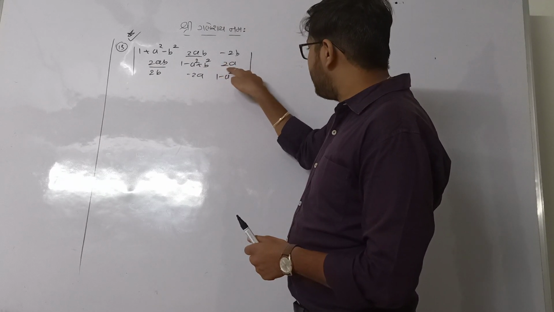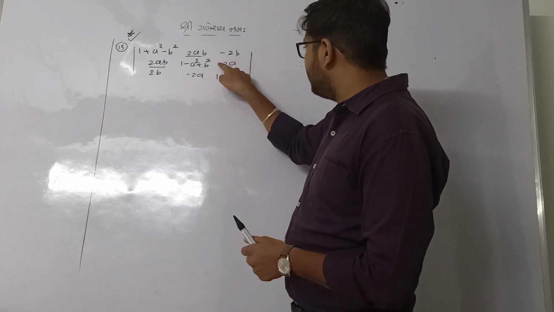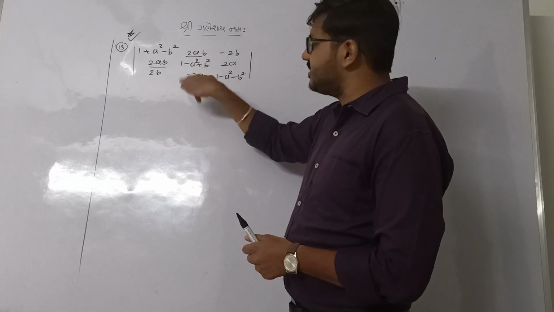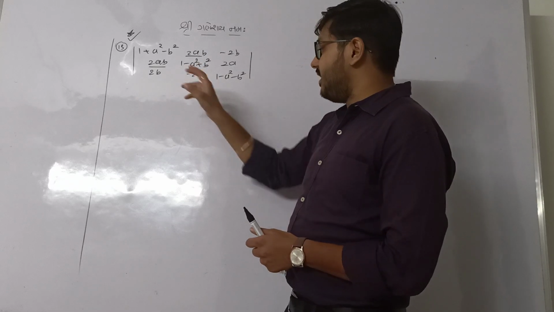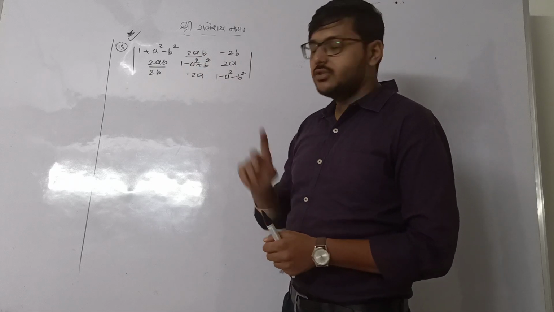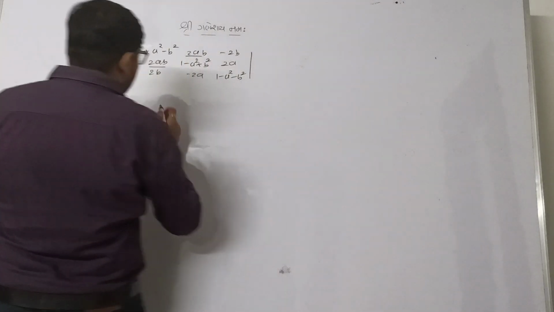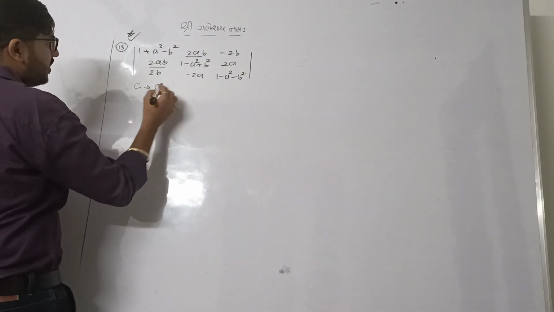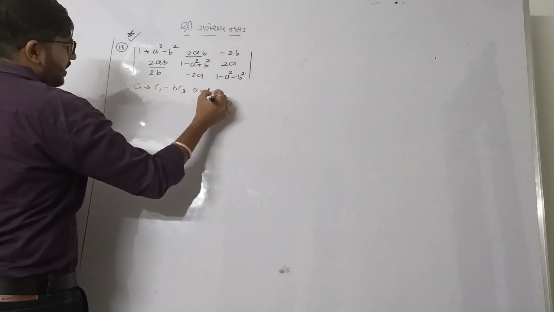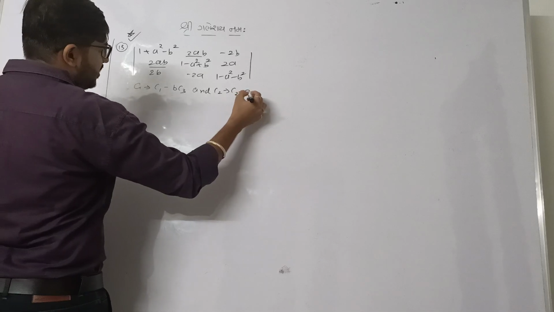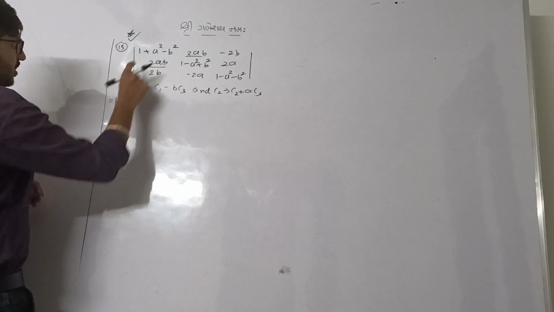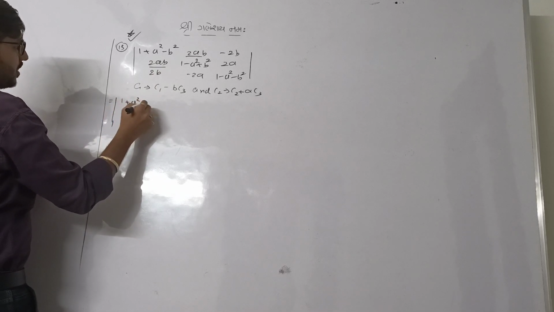So if I multiply this with plus a, and if I add in this second one, I'll get minus a square plus 2a square, that is again plus a square. So this is how we can get 1 plus a square plus b square in these two terms. So let's go with that. C1 will become C1 minus b C3 and C2 to C2 plus a C3. By using these two operations, here we'll get 1 plus a square plus b square.